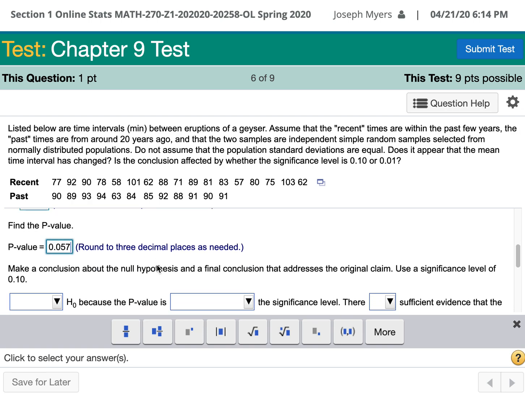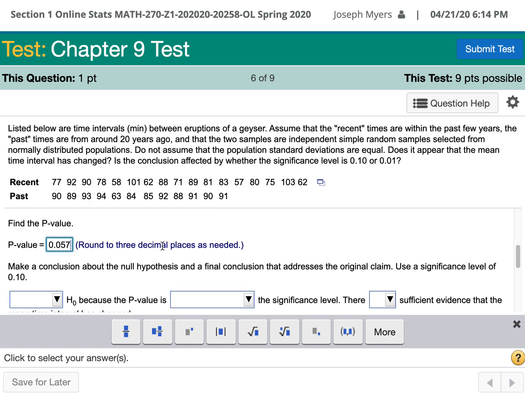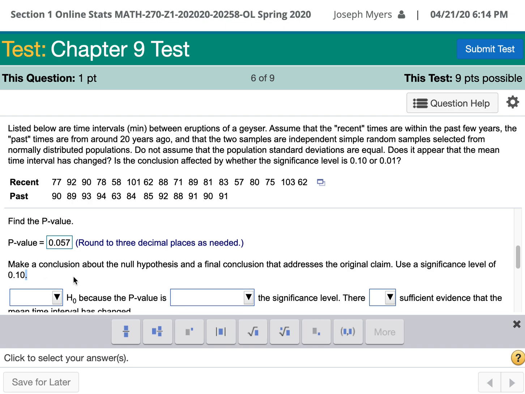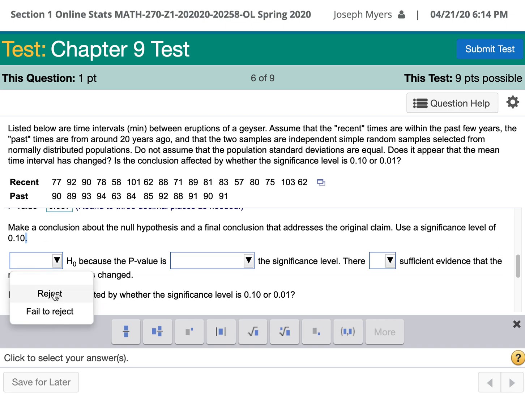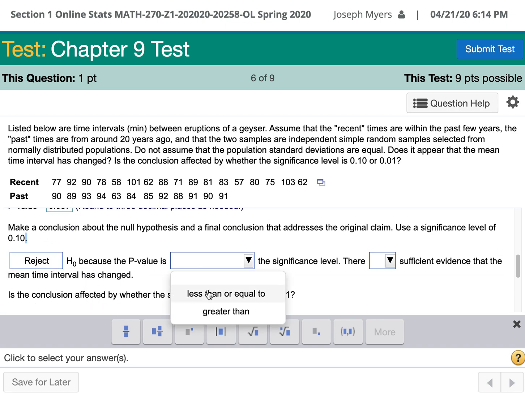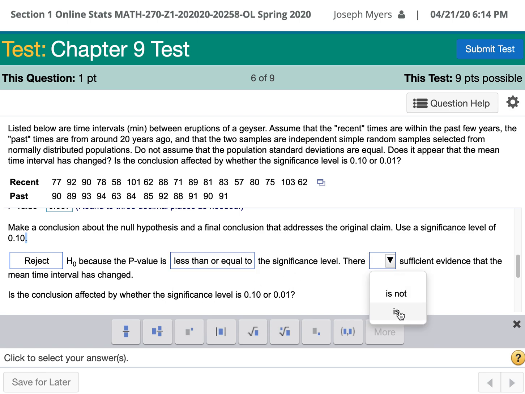So, since the p-value is below the level of significance of 0.10, the p-value is less than the significance level. That means we will reject the null because the p-value is less than or equal to the significance level. When you reject the null, that means there is sufficient evidence that the alternative hypothesis could be true. So there is sufficient evidence that the mean time interval has changed because that's the alternative hypothesis.